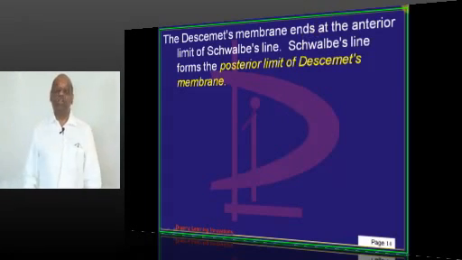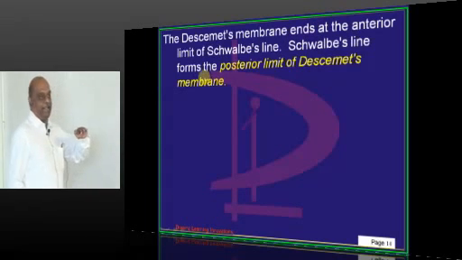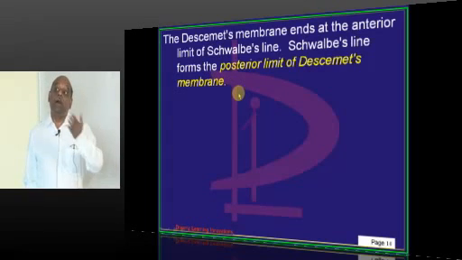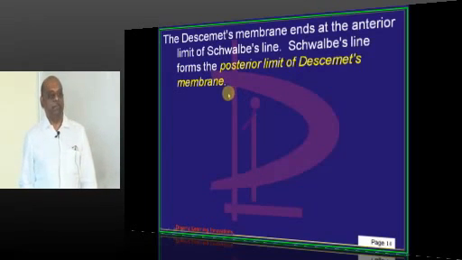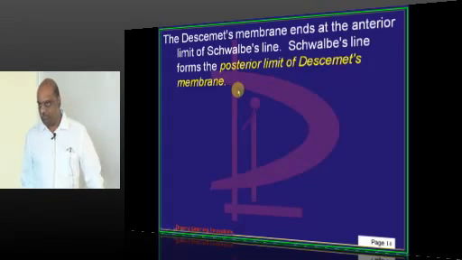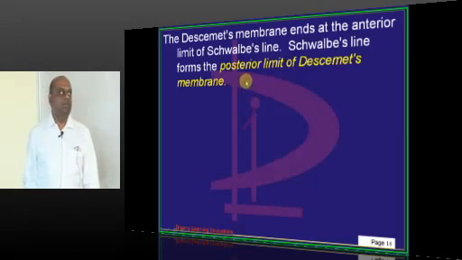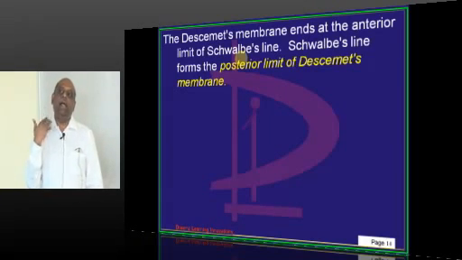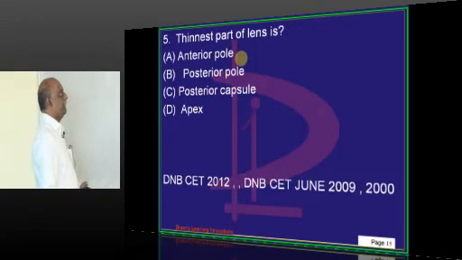So Descemet's membrane ends at the anterior limit of Schwalbe's line, and Schwalbe's line, that's the reason, forms the posterior limit of the Descemet's membrane, is what you need to remember. Descemet's membrane is one of the layers of cornea. So obviously cornea is a structure where in front of it is the world, behind it is the retina world, posterior and anterior aspect. So Schwalbe's line typically ends along the posterior aspect of the Descemet's membrane.